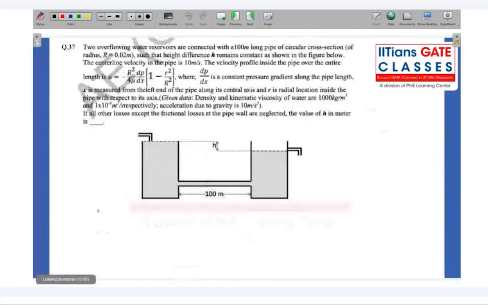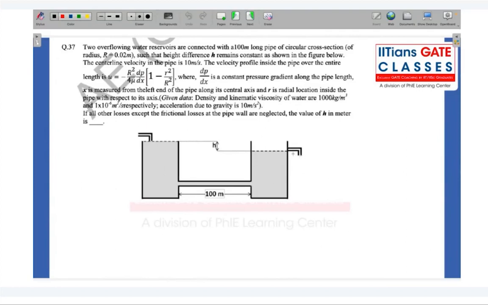Let's look at this problem. Two overflowing water reservoirs are connected with a 100-meter long pipe of circular cross section of radius 0.02 meters, such that the height difference remains constant as shown in the figure below. The centerline velocity in the pipe is, so there are two reservoirs, they're overflowing reservoirs. They're connected by a pipe which is 100 meters long. So this reservoir will fill in water which passes through this pipe and then fill this reservoir, and if it overflows, it goes out from this pipe.